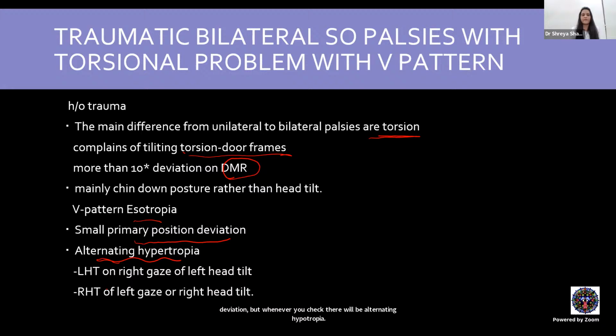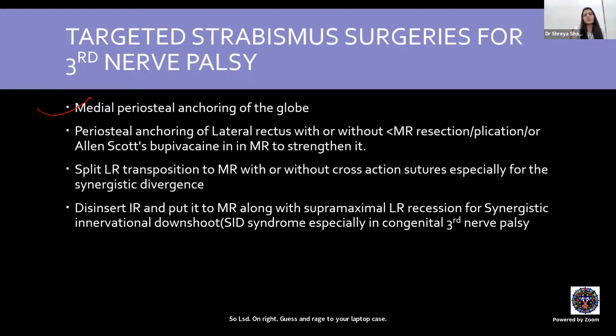For third nerve palsy, the treatments available are medial periosteal anchoring of the globe, periosteal anchoring of the lateral rectus with or without MR resection, plication, or Scott's augmentation suture, or botulinum toxin injection.